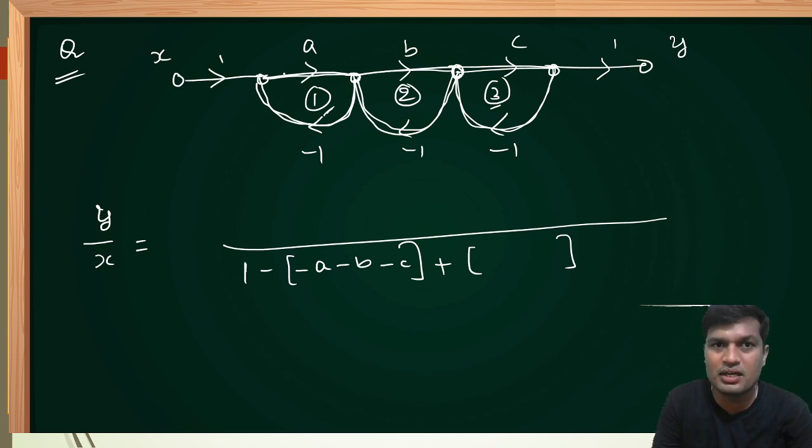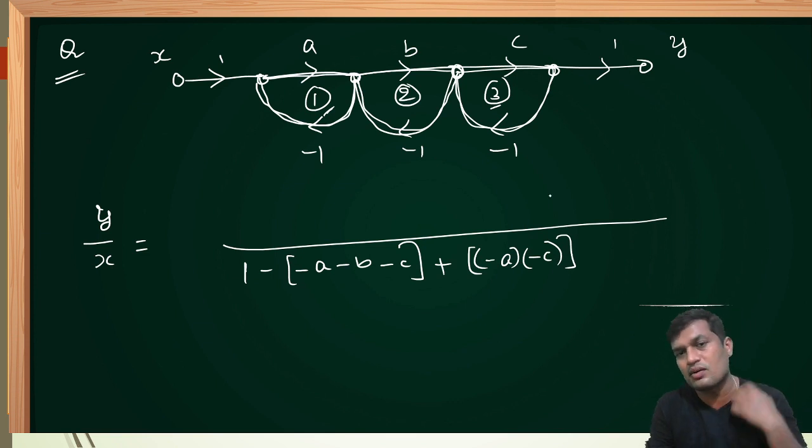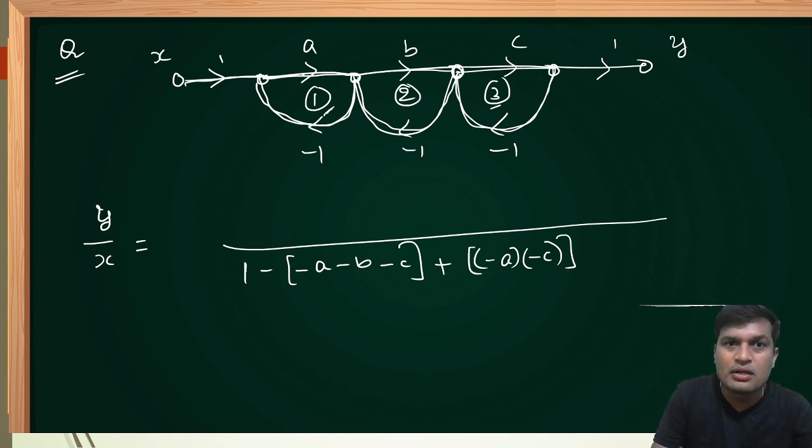Now, what is the gain product? First loop gain is minus A, and third loop gain is minus C. Gain product is completed. Then the sum of another two non-touching loops. There are no other two non-touching loops. Delta is completed. How many forward paths? One forward path. What is the gain of the path? A into B into C.